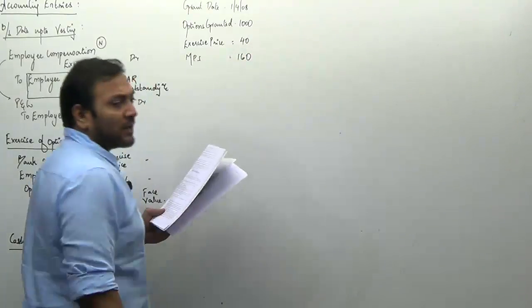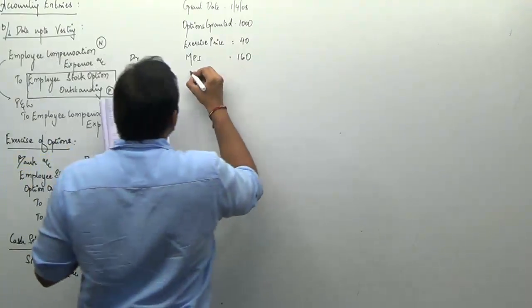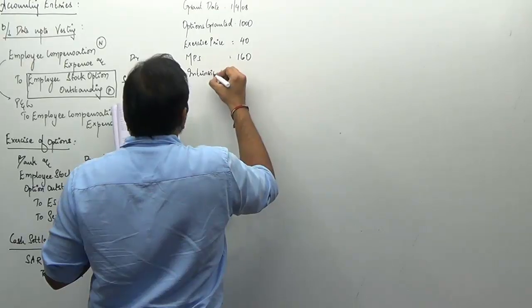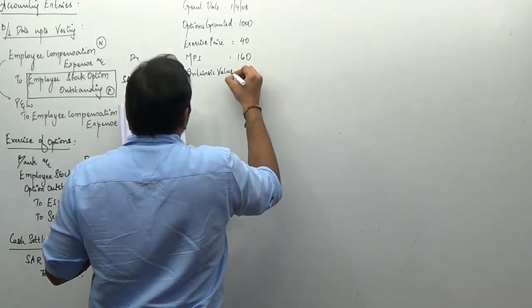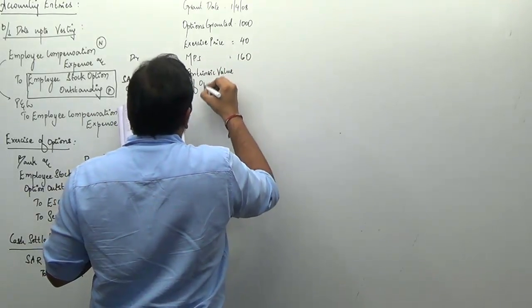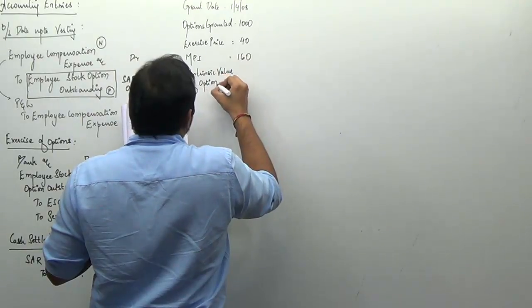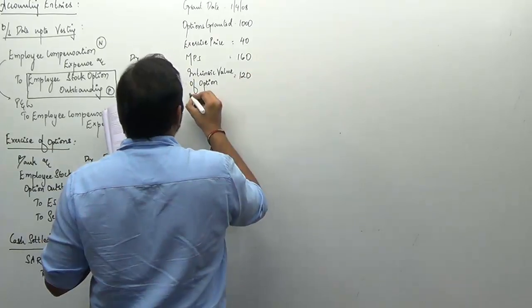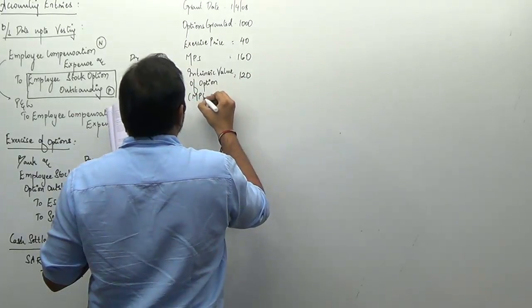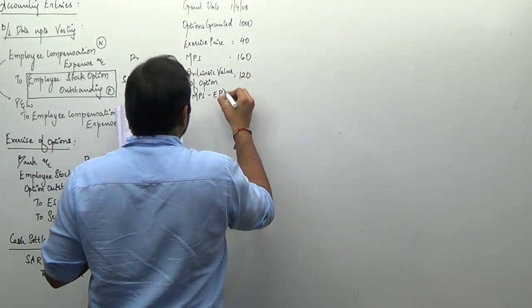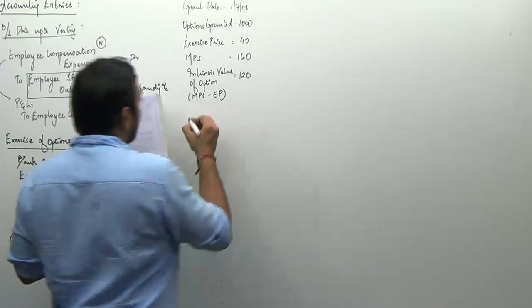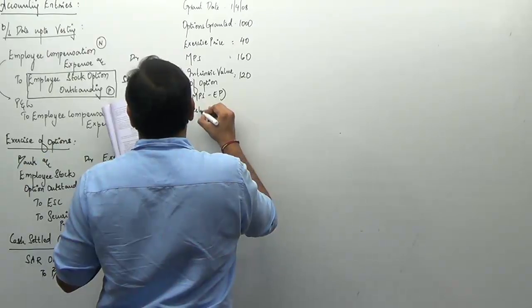When I know the market price and the exercise price, I can calculate the intrinsic value. Intrinsic value of option: market price per share minus exercise price, 120. And finally, the vesting period being 2.5 years.